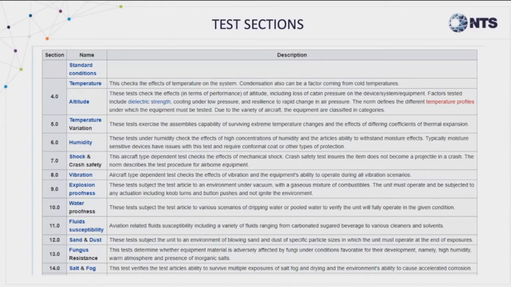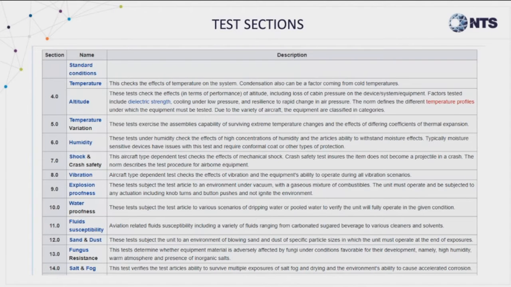Temperature variation is how does it do with the extreme changes in temperature, going from Phoenix, Arizona at 120 degrees, and you're up at altitude and it's negative 30 or 40 outside in a matter of minutes. What's your product going to do in those scenarios? How does it respond? Humidity, same deal. Higher levels of humidity, up into the 90%. Is your product going to have short circuits on the circuit boards, or is it going to function as intended?